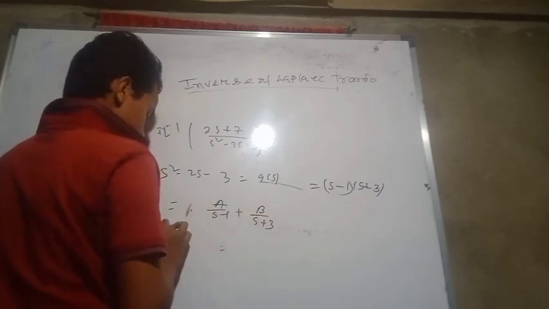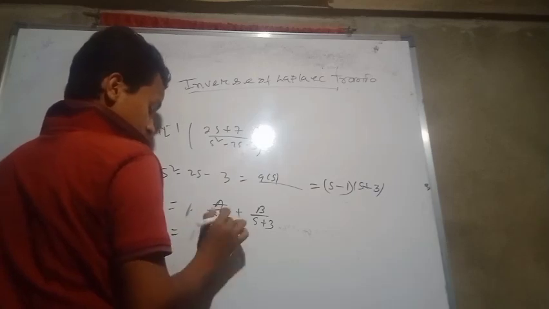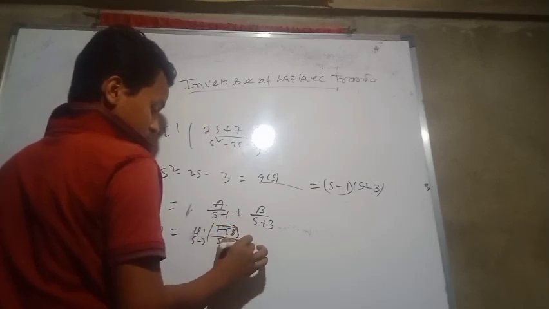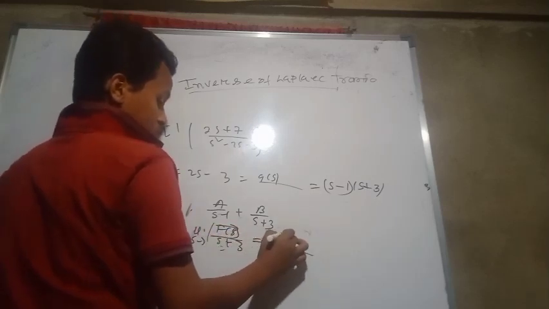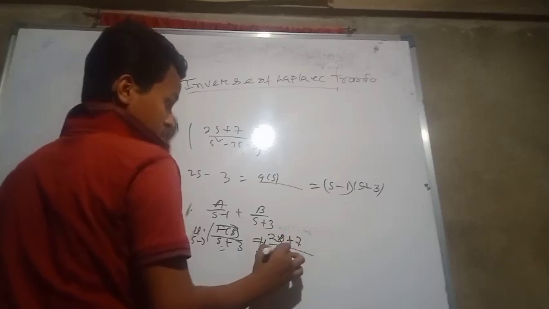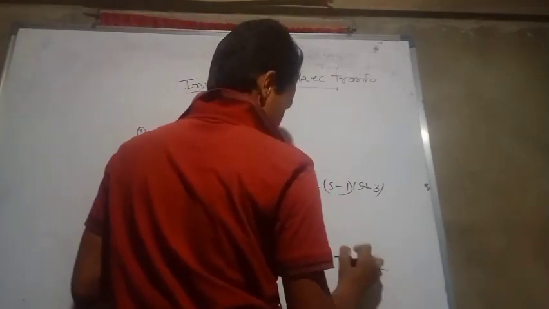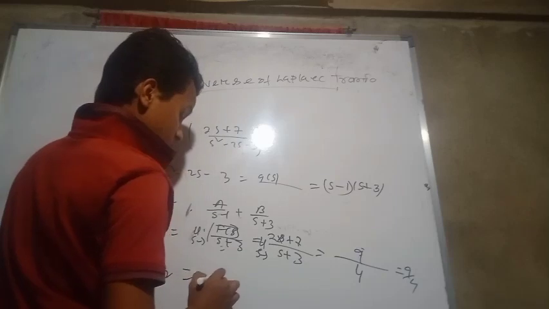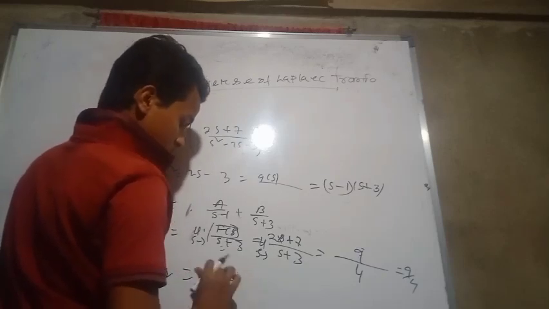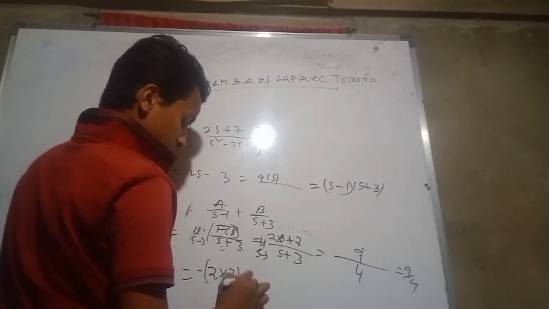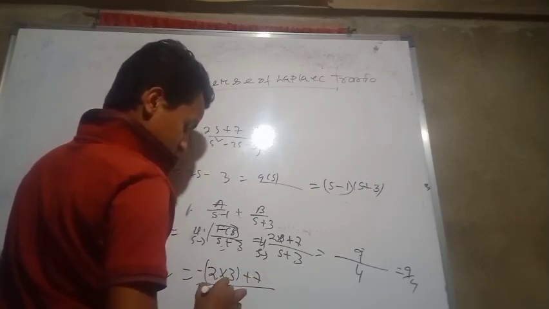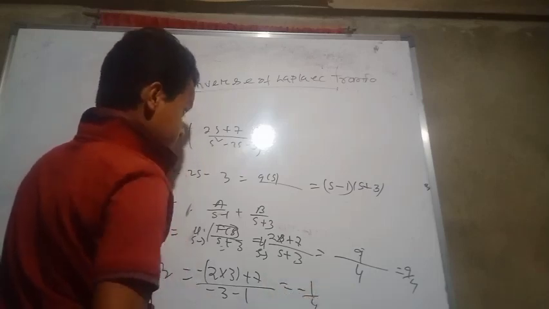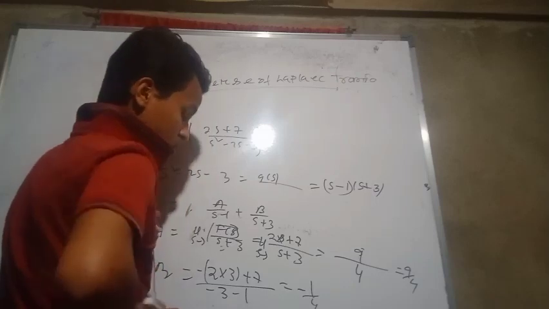To find the value of A, we put s minus 1 equal to 0: the limit as s tends to 1 of F(s) upon (s plus 3). F(s) is 2s plus 7, so we get 9 upon 4, and the value of A is 9 by 4. Similarly, for B we get 2 into minus 3 plus 7 upon minus 3 minus 1, which gives minus 1 by 4.